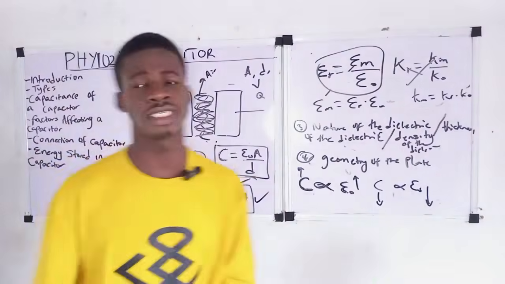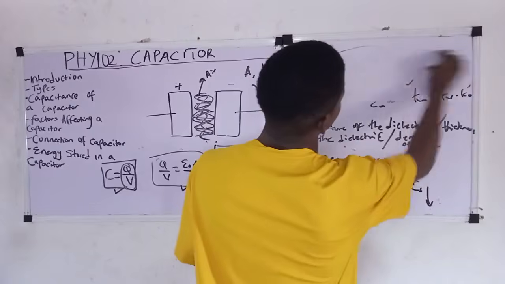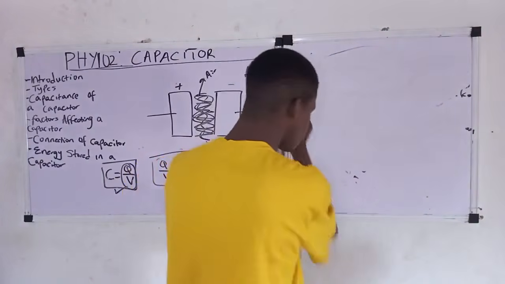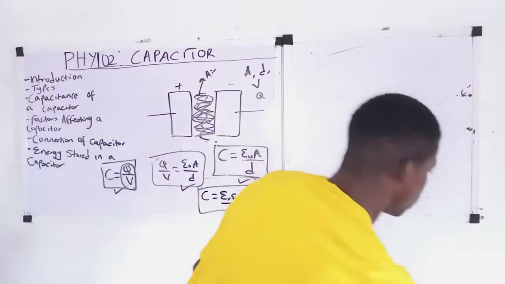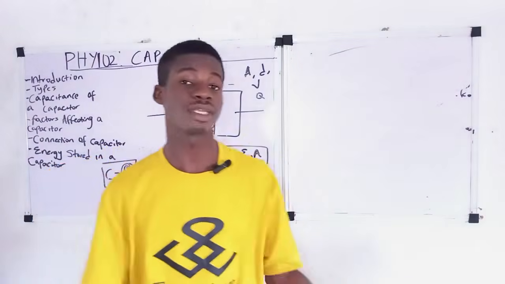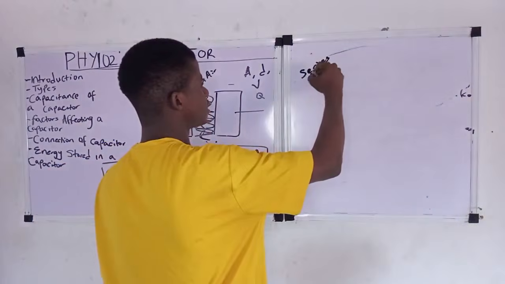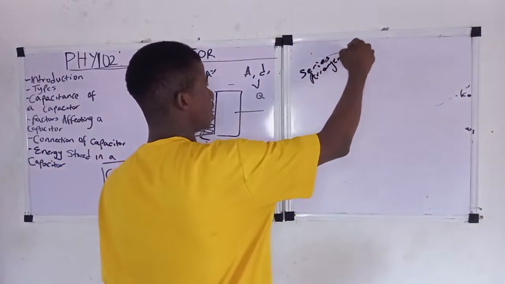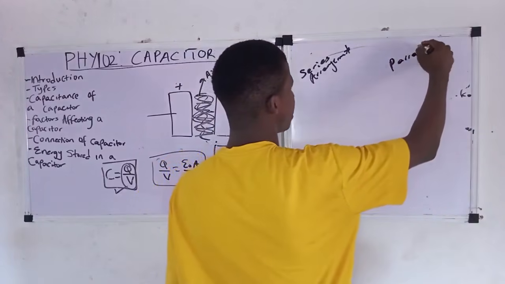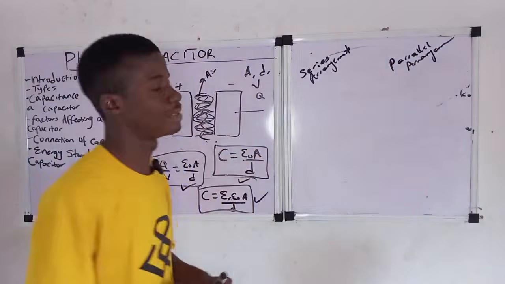Now let's move to the next part, which is the connection of capacitors. I will give you some other important notes under this topic. Under connection of capacitors in a DC circuit, capacitors can be connected in two different ways: in series arrangement and in parallel arrangement.